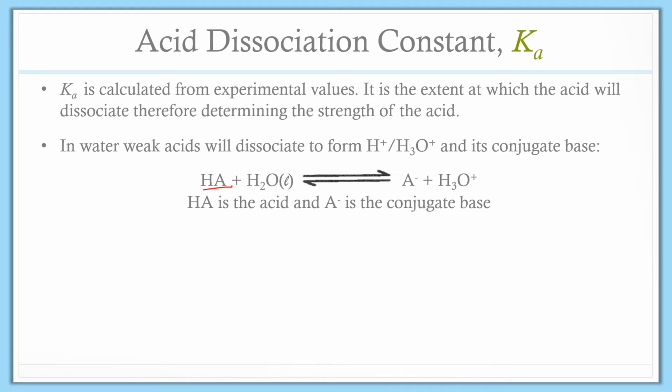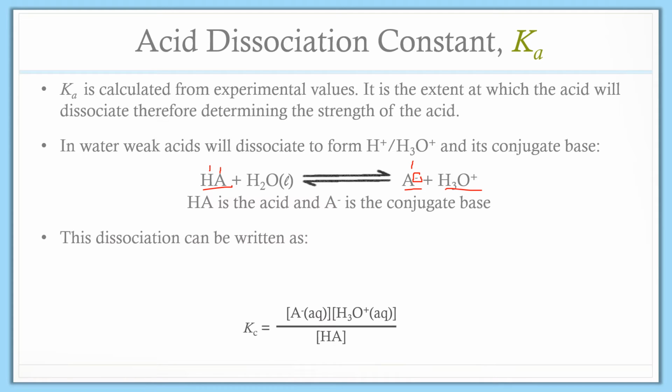We write that like this. We've got the HA, that's the acid, and the A minus, which is the conjugate base. HA is hydrogen and then an acid; A minus is just the acid. The hydrogen comes off and it's left with a negative charge. That hydrogen goes onto the water to make H3O plus. HA is the acid, A minus is its conjugate base.